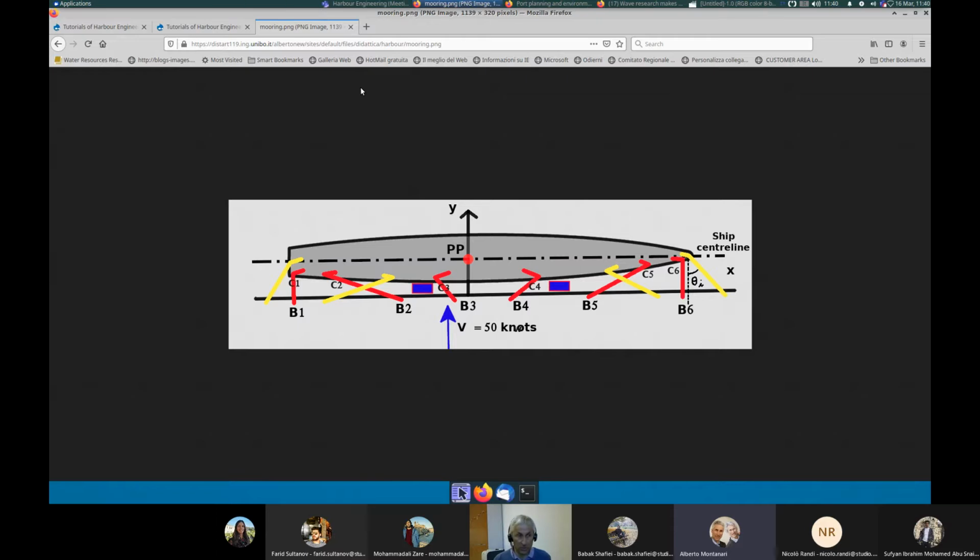First, we have to compute the wind force. And then once we have an estimate of the wind force, which is applied on the center of gravity of the side area, we have to compute the mooring forces. And in order to compute the mooring forces, you see that I consider only the red lines, and I give in the exercise coordinates for the bollards, which are named with the symbol B. So we have 6 bollards, B1, B2, B3, B4, B5, B6.